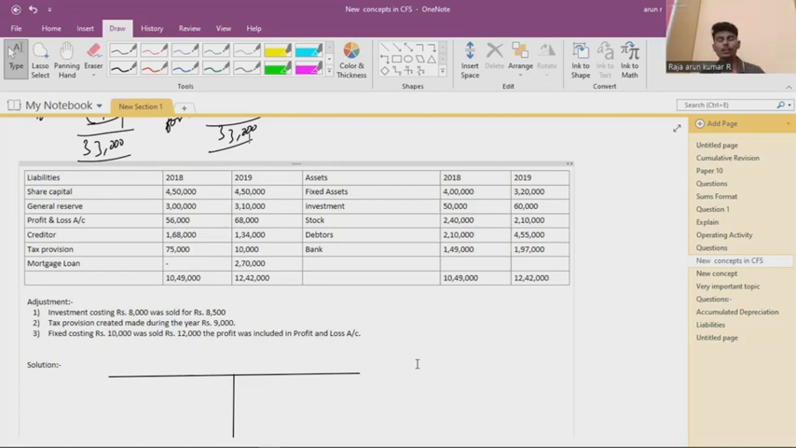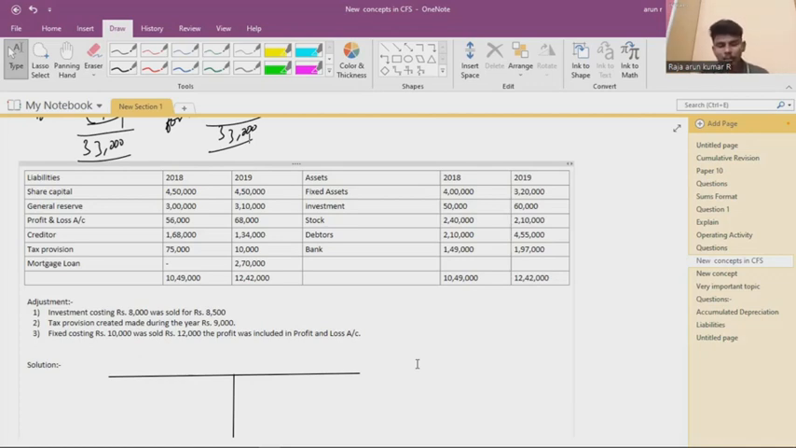Yes, we reduce it. Then tax provision. Tax provision, we see now the concept. They have given the opening and closing provision. Opening is 75,000, closing is 10,000. We do the workings and tell that answer.